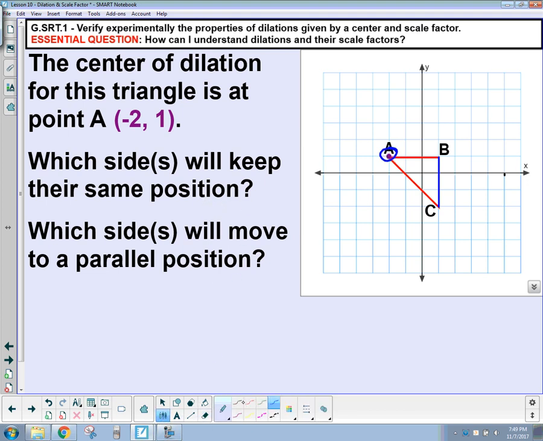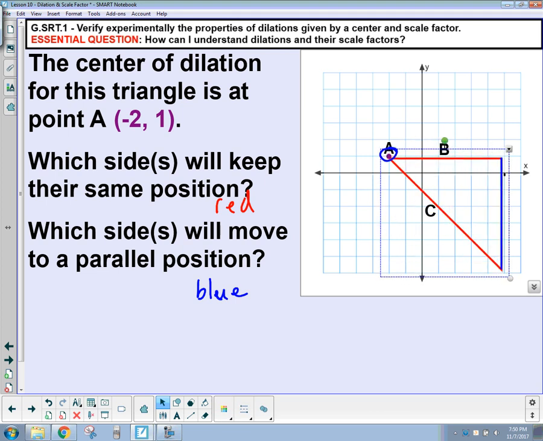Red is going to keep the same position. Parallel is going to be the blue one. And hopefully, my little triangle's working. And indeed, you're right. Okay. Let's move on.